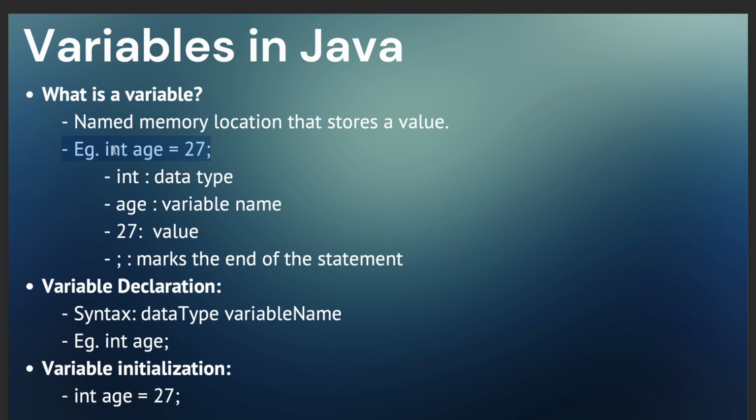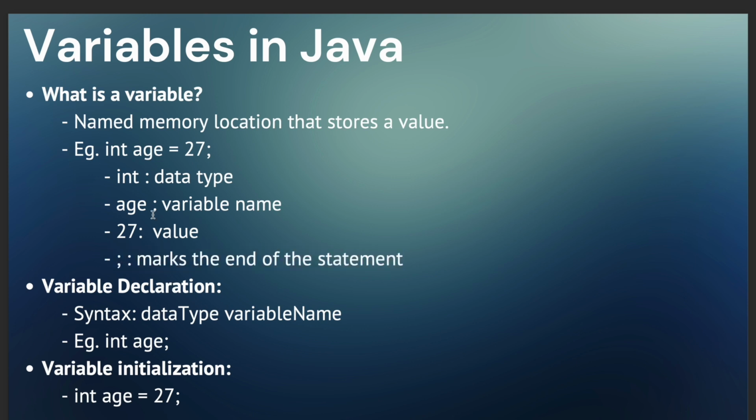Let's break this statement down. int is the data type. It tells Java what kind of value the variable can hold. age is the variable name, also called an identifier. The equal sign is the assignment operator. 27 is the initial value, and the semicolon marks the end of the statement.